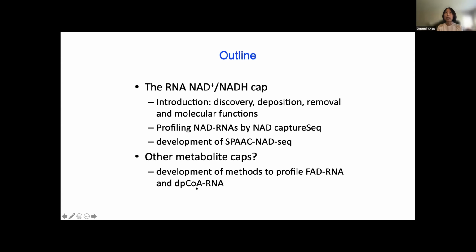So first, I would like to give a very brief introduction to the RNA NAD cap. How was it discovered? How is it deposited onto RNA? How is it removed from RNA? And what do we know about the molecular functions of this RNA NAD cap? And I wanted to also say that during this introduction, I will be intermixing knowledge from E. coli, from human cells, and Arabidopsis.